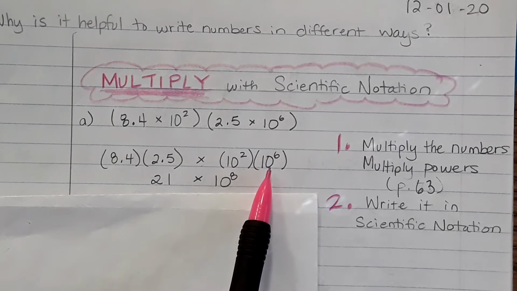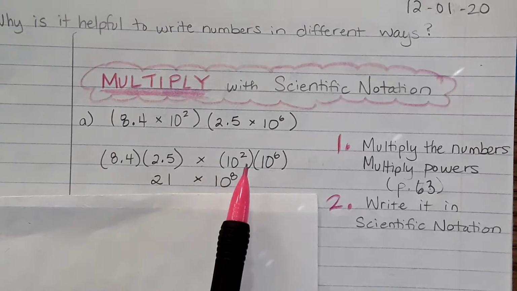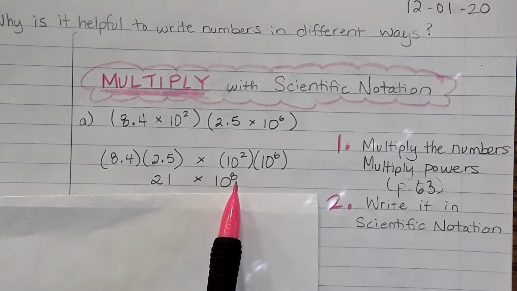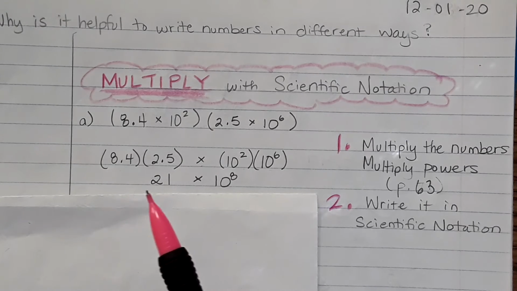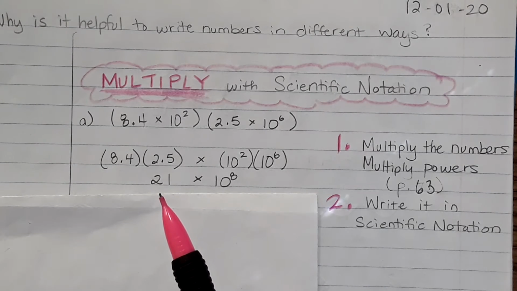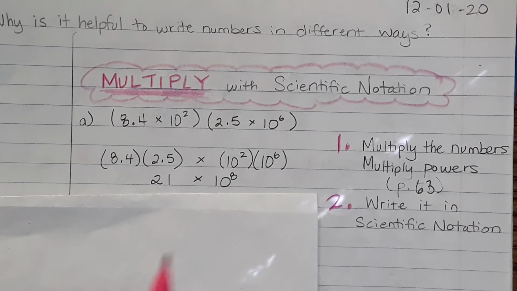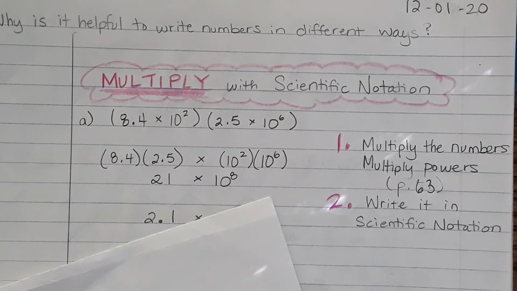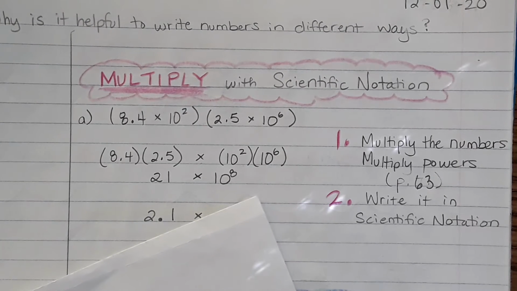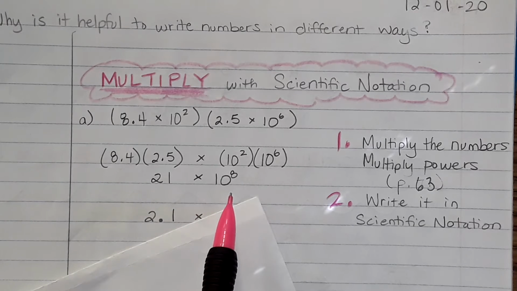And when we multiply powers, remember you keep the base and add the exponents. 2 plus 6 is 8. However, this is not scientific notation. Remember that the first digit needs to be between 1 but less than 10. This is not less than 10. Let's write it as a number less than 10, 2.1. However, it's no longer times 10 to the 8th.